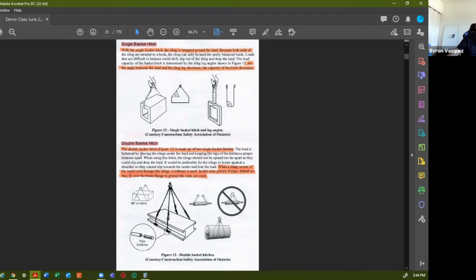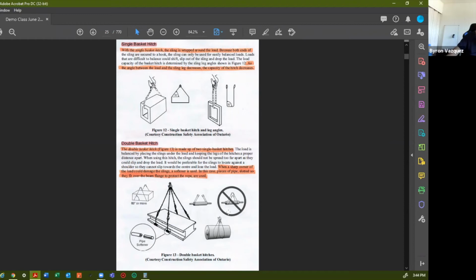A double basket hitch is a little different. It is made up of 2 single basket hitches. When a sharp corner of the load could damage the slings, a softener is used. And so we know what a softener is. In this case, pieces of pipe slotted so they fit over the beam flange to protect the rope are used.